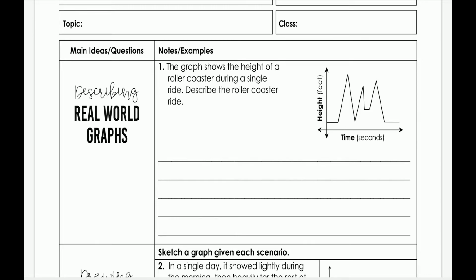Hello everyone. Today we're going to be talking about some real-world graphs. So in other words, we're going to be interpreting and creating graphs based on a situation.